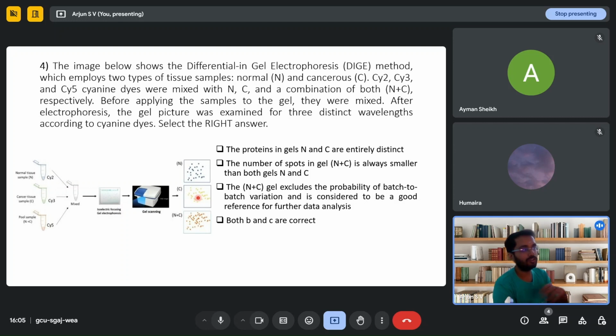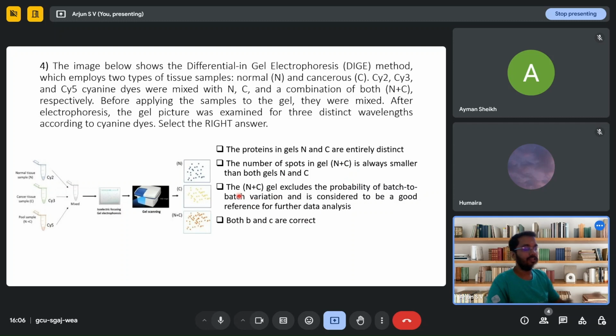So this option will not be correct. Second option is, the number of spots in gel is always smaller than both gels N and C. This also can't be true. It can be equal as well, or it can be less as well, but it can't be always smaller. So this is also incorrect. So if B is also incorrect, so both B and C are also incorrect. So this will be the correct answer.